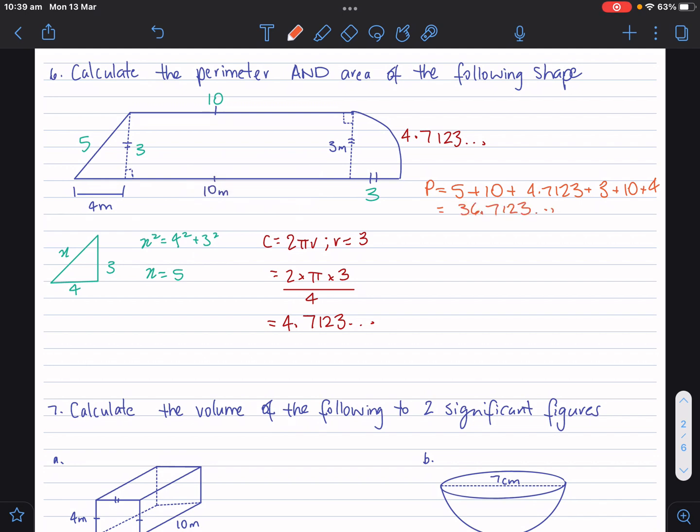36.7123 dot dot dot. And because the question hasn't asked me to round off, I'm going to round off to 2 decimal places, whatever you want, as long as you write in brackets there. So we found the perimeter. Now we need to find the area.